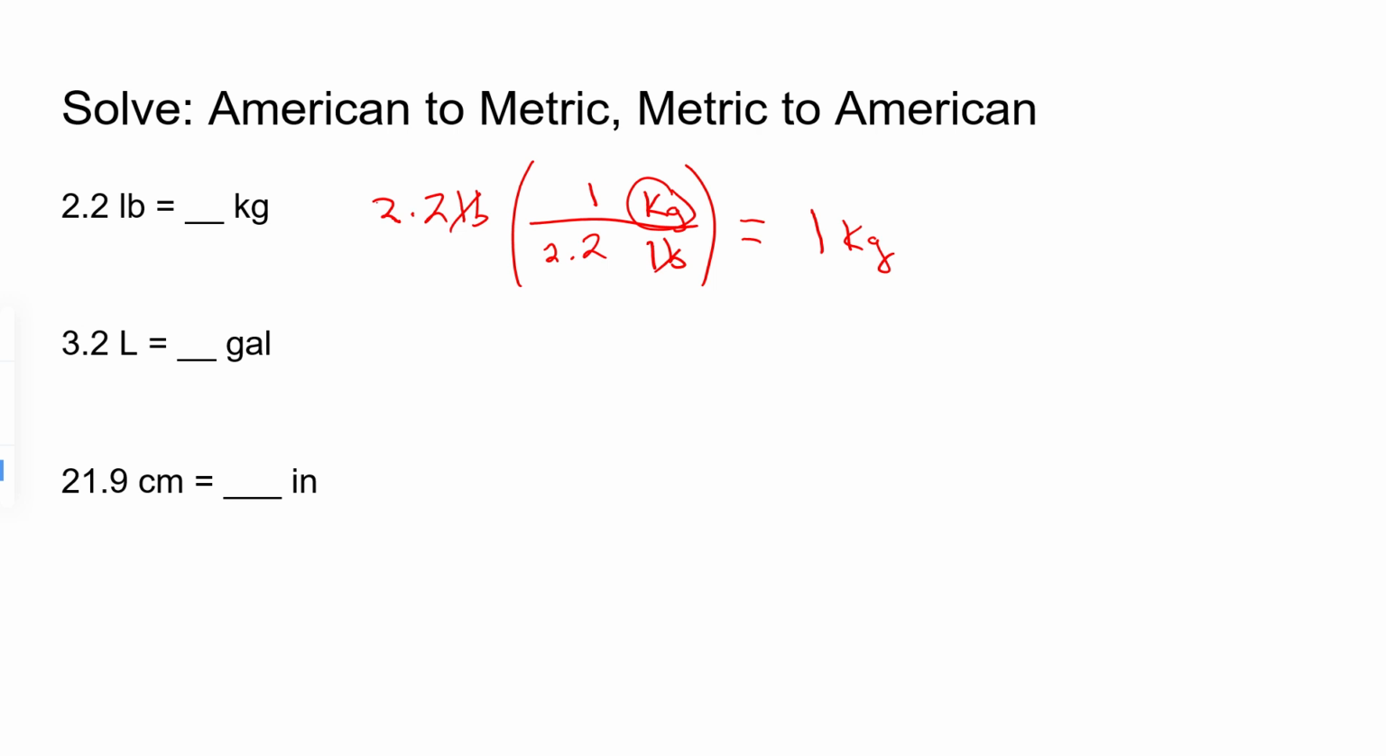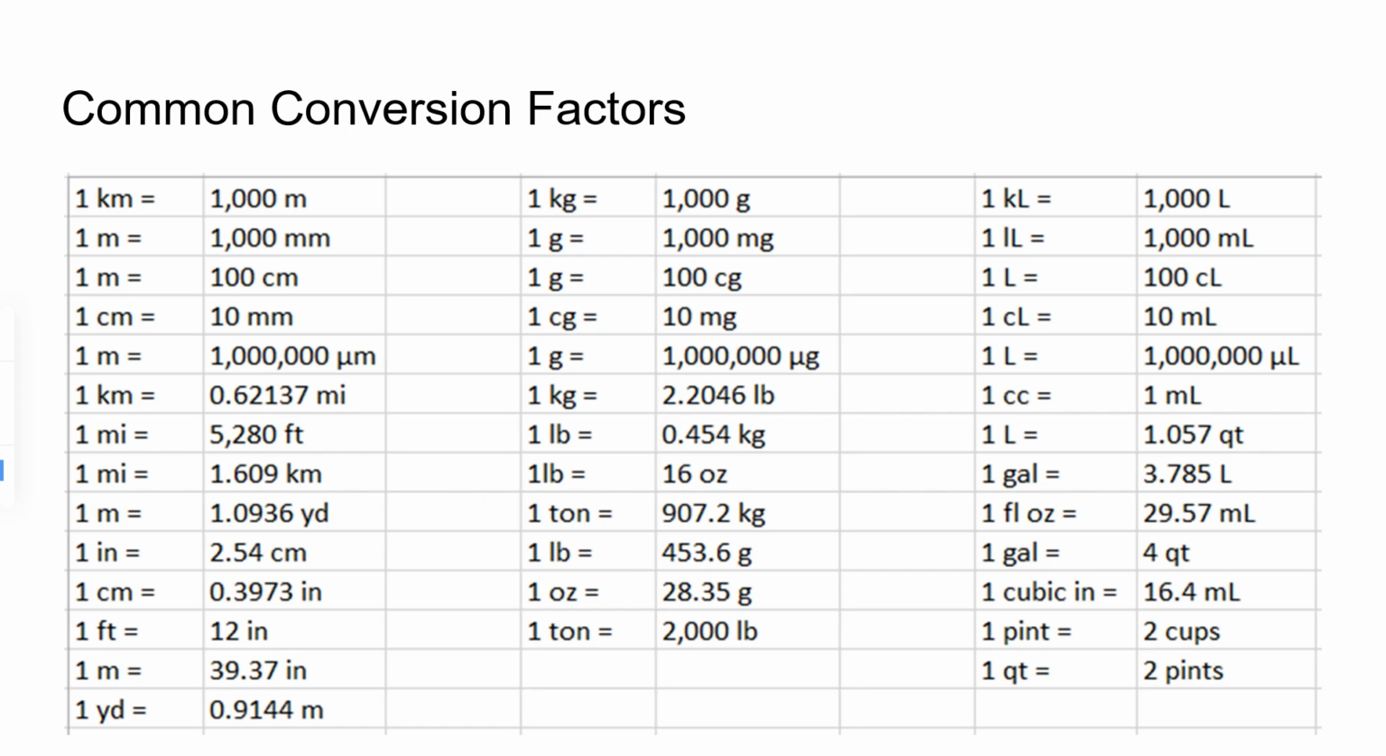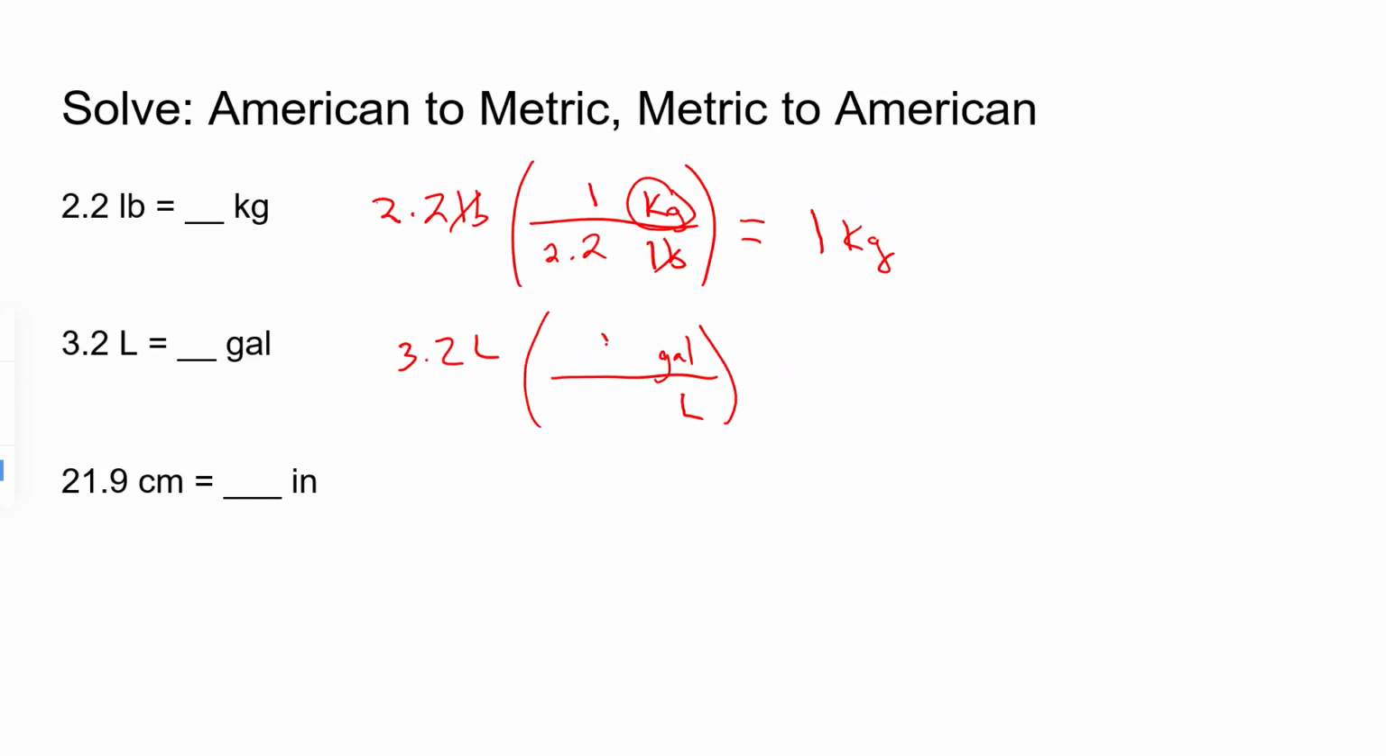Go ahead and pause the video and work through the next couple. All right, so here we go. 3.2 liters. We want to figure out how many gallons that is. So let's go back to our conversion. Liters to gallons. 1 gallon is 3.785 liters. We are going to multiply across the top, divide away the bottom, get rid of the liters unit. We're going to end up with gallons. 3.2 divided by 3.785. We got 0.845 gallons.